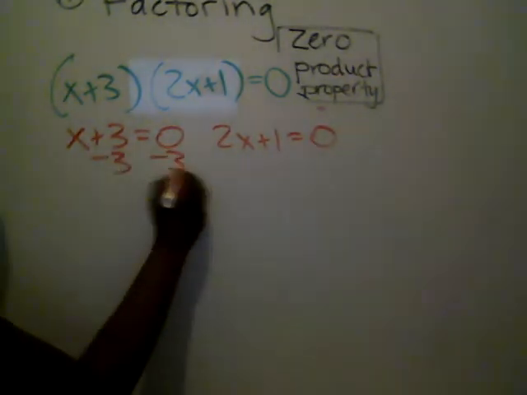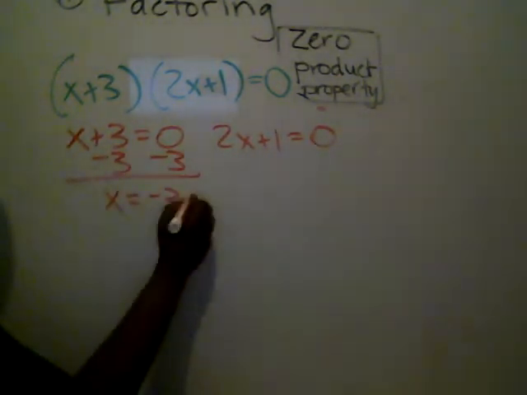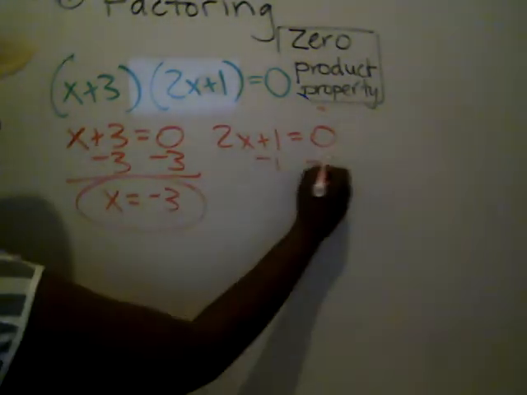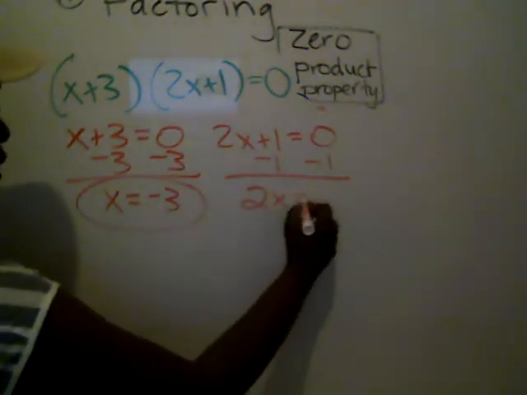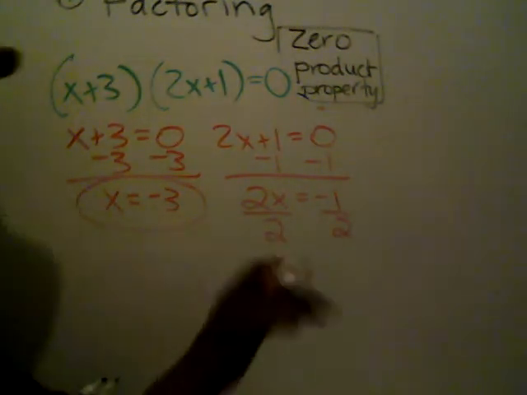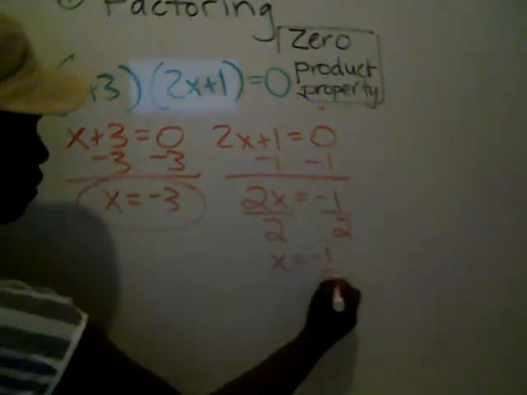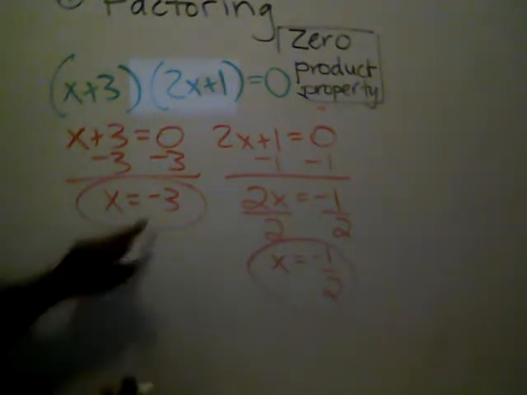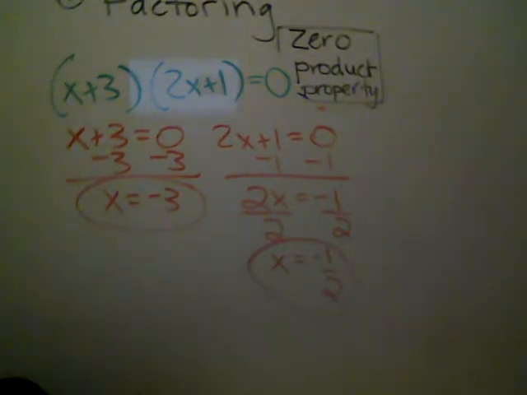So we're going to subtract 3 from both sides. We get x equals negative 3. That is one answer. We're going to subtract 1. We get 2x equals negative 1. Don't forget, we got to divide by 2. So x equals negative 1/2 is the other answer. So negative 3 and negative 1/2.